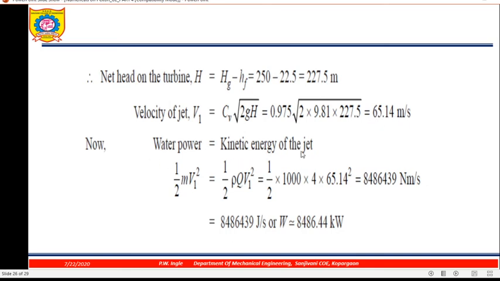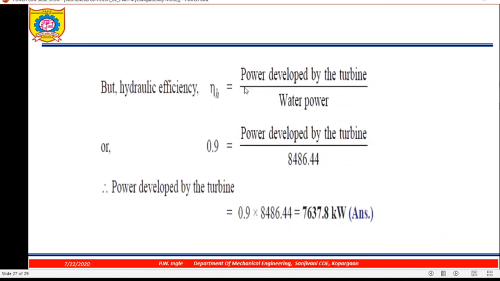So water power equals kinetic energy of jet, that is 1 by 2 m V1 square, equal to 1 by 2 rho Q V1 square. Water power you have to calculate. Water power is what? Input energy. So you just put the values, you will get the water power. Then hydraulic efficiency is what? Power developed by turbine upon water power. So you can calculate power developed by turbine. So it is how much? 7637.8. So first we have calculated water power. Then by taking help of hydraulic efficiency, you can calculate power developed by turbine. What is hydraulic efficiency? Power developed by turbine upon water power, that is runner power upon water power.